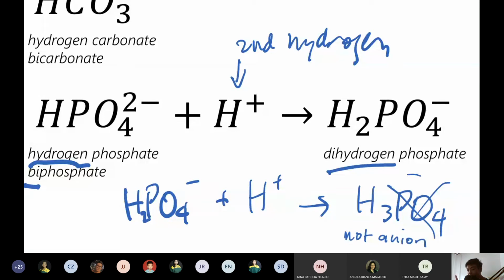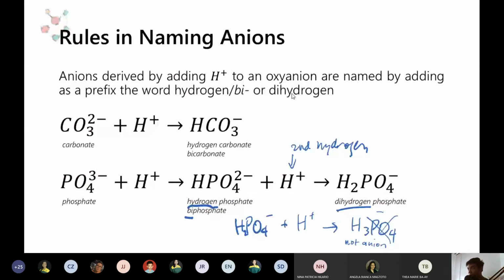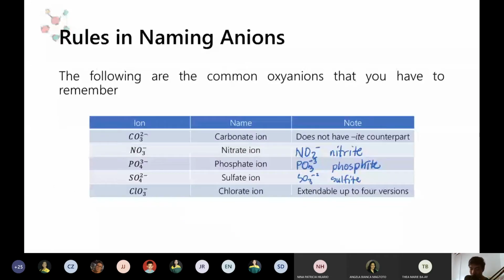So, hindi gagana yung rules natin dito kasi hindi siya anion. Remember, anion dapat ang tinutukoy natin dito. Okay? So, those are the basic rules in naming our anions. So, balikan natin isa-isa para masaya ang buhay.